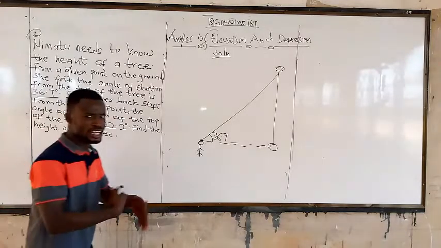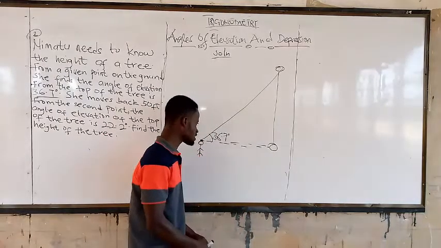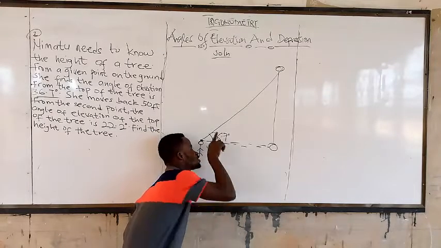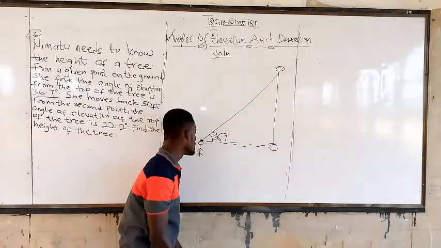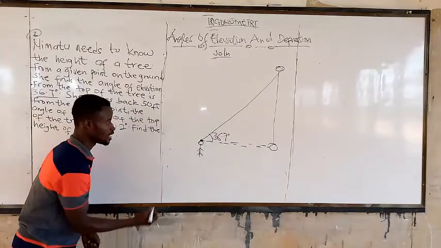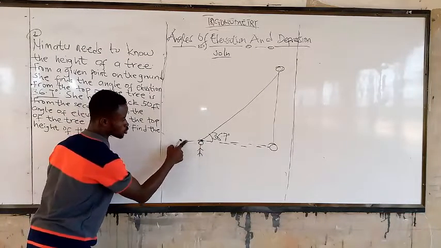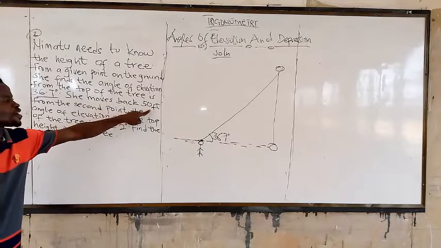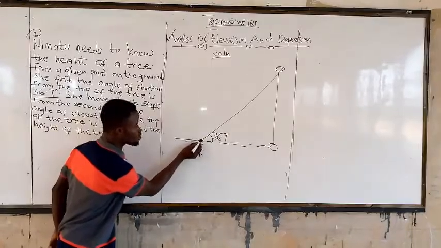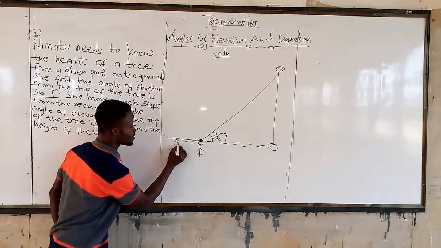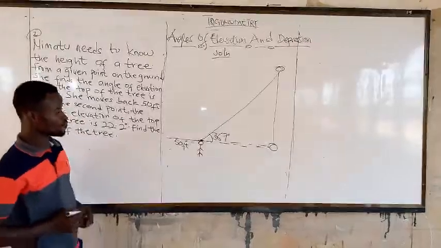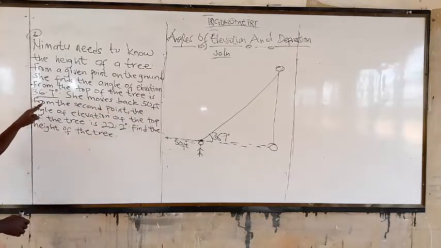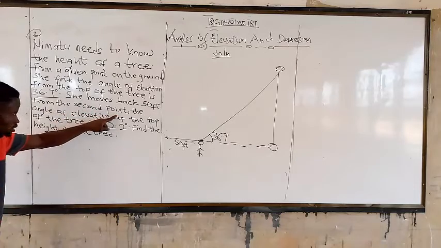Watch. You have to relate the thing so that you understand it. So at first, Nimatu is standing here. This is the eye level. Then we look at an angle of elevation to this side. Alright? So now, Nimatu moves backwards. So that means that from here to here is 50 feet. Then what happened? He moved back 50 feet from the second point.